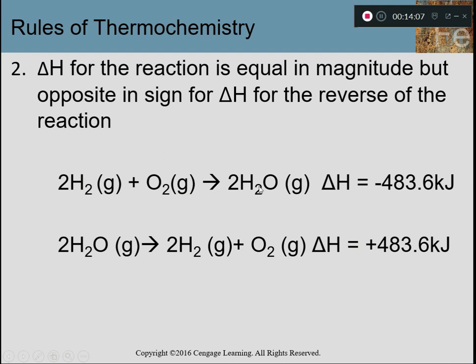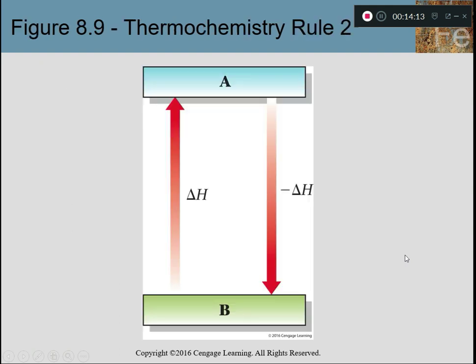So if I flip the reaction, I'm going to have the same exact amount of energy, but with the opposite sign. Kind of makes sense. If I'm going from A to B, it's going to be negative. If I'm going B to A, it's going to be positive. So we've got this same A spot, B spot. The amount of distance between the two is the same. The only difference is which direction you're going, and that indicates whether it's exothermic or endothermic.